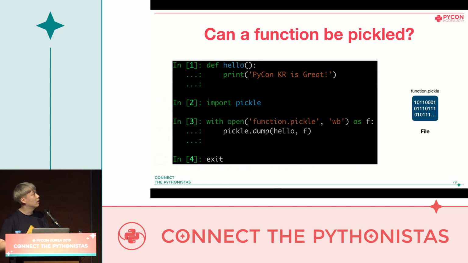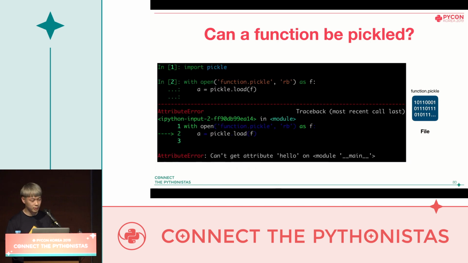So here I defined hello, which prints "Python Korea is great", and I dump that function object into a file called function.pickle. After closing this interpreter and using another, new interpreter, the definition of hello is actually erased. And as you can see, even though I unpickled function.pickle, the Python interpreter cannot find the hello function. So when you're unpickling, that function must be defined beforehand.